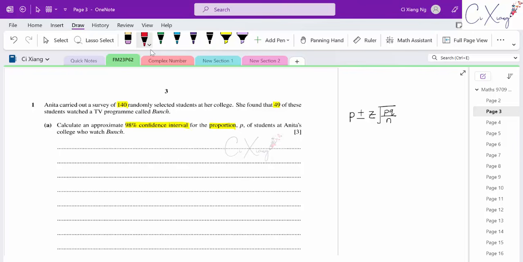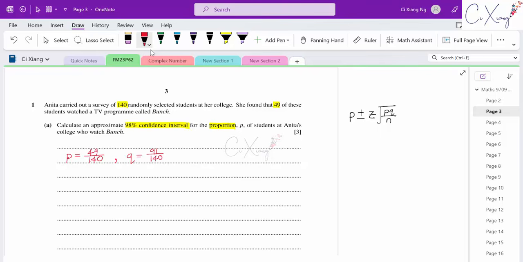Okay, so first of all, we need to have the P. P is the proportion of students who watch a TV program, right? So P basically should be 49 out of 140, so 49 divided by 140. And I think this is a more simplified form for this fraction. And of course, we need to know what Q is. Q means 1 minus P, so Q equals 1 minus P, and the answer that we get should be 91 over 140.